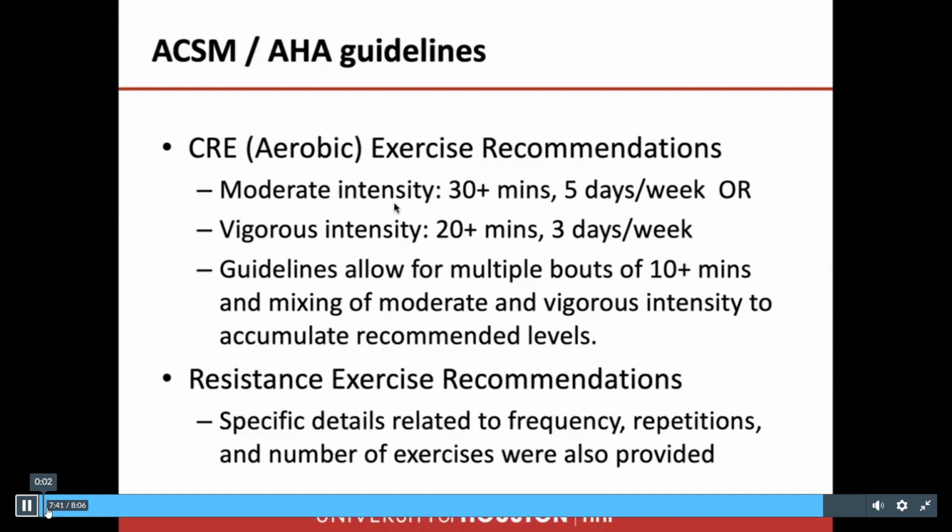For resistance exercise recommendations, specific details related to frequency, repetitions, and number of exercises are also provided. The general overall guideline is 2 days per week of some sort of resistance exercise. We'll go to the specific details with the goals and stuff later in the semester.